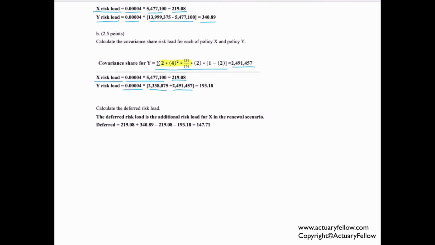Part C asks for the deferred risk load, which is the additional risk load from policy X due to the covariance term in the renewal scenario. In the renewal scenario, the risk load of the portfolio is based on variance X, variance Y plus 2 covariance. That's the same as the sum of risk loads calculated in Part A. The sum of Part A risk loads minus the sum of Part B risk loads is the deferred risk load.